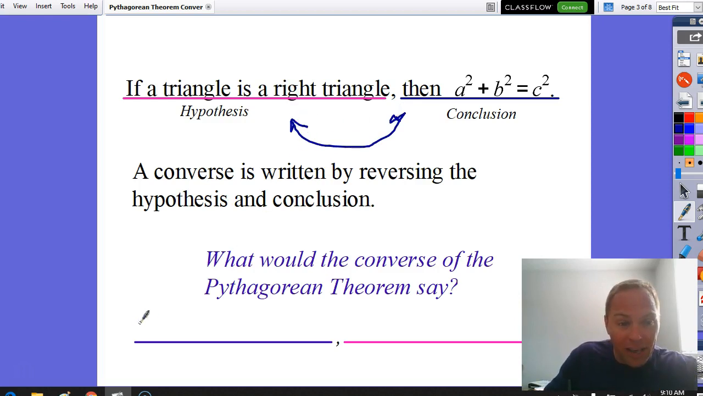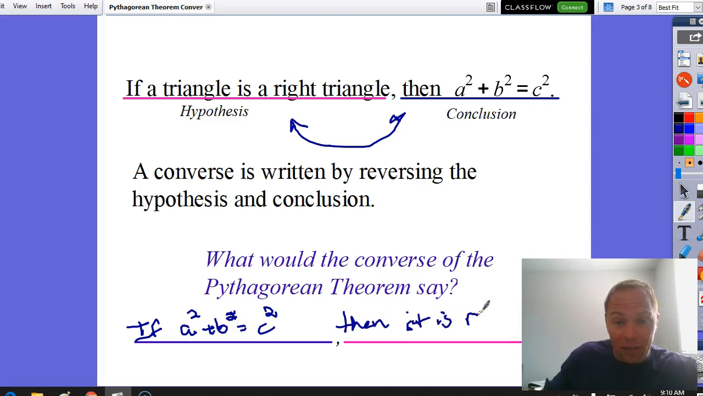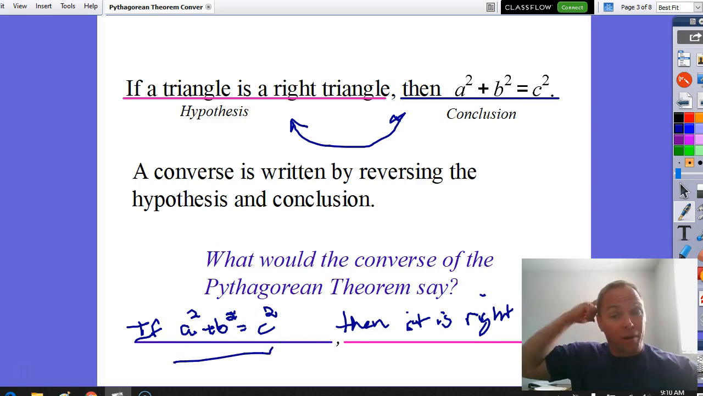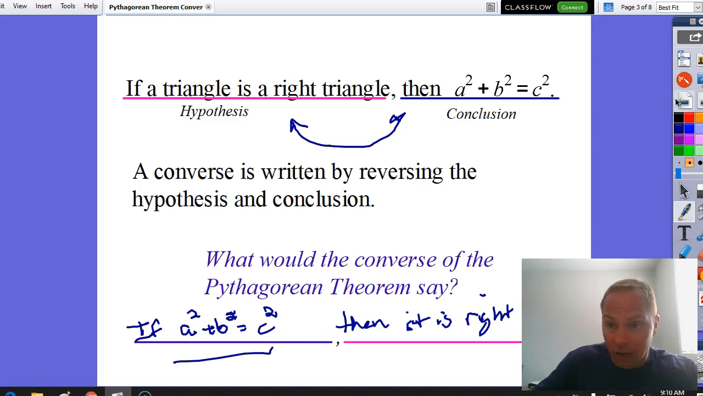So in other words, if you are able to determine through a little bit of math that a squared plus b squared is equal to c squared, then guess what? You are able to call it a right triangle. Then it is right. And that's the idea here, is you're going to have to test some codes. I'm going to give you three numbers. You're going to test it, and if it works, then it's a right triangle. But if it doesn't work, it doesn't mean it's not a triangle. It just means it's not a right triangle, okay?